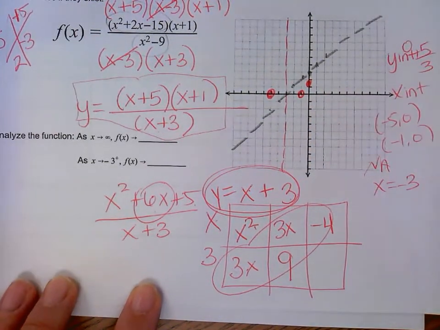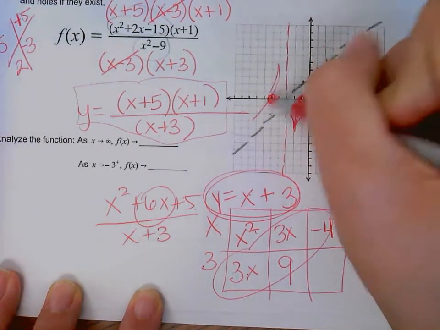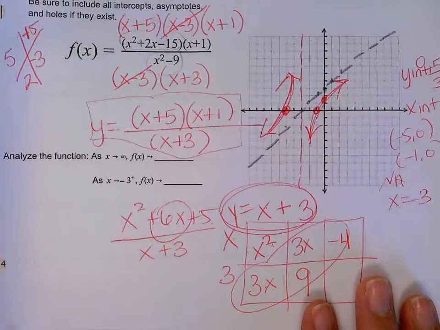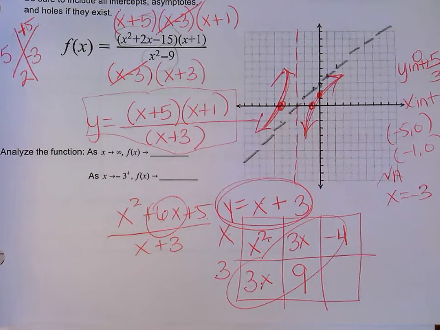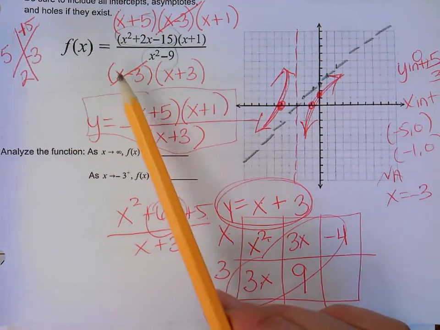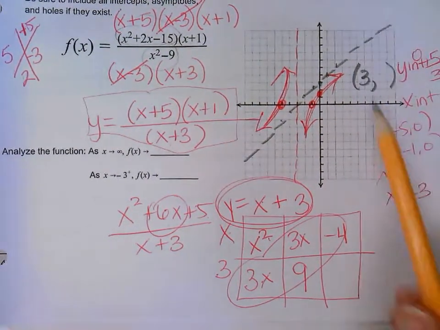And it looks like I can see the graph already. This elbow must go like this, and this elbow must go like this. So I don't have to do a lot of plugging in. And my last step is I need a hole somewhere on that graph. So what x value is responsible for the hole? If you look back to the beginning, where was it undefined? Where was this guy that I canceled undefined? At 3. So my hole is at 3 comma some number.